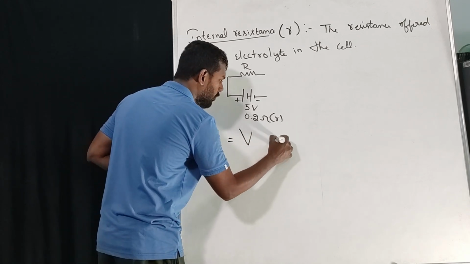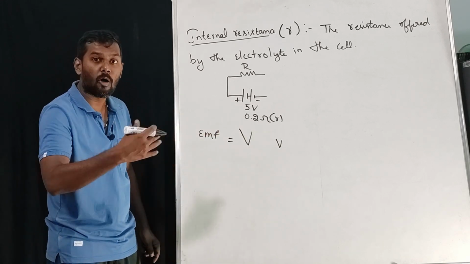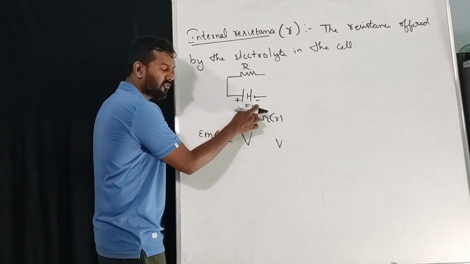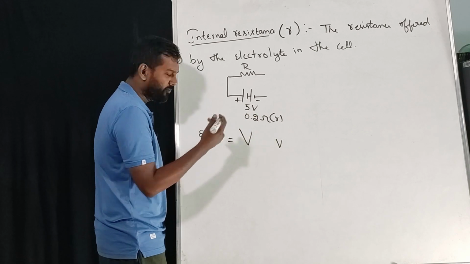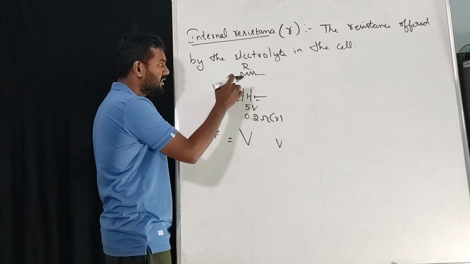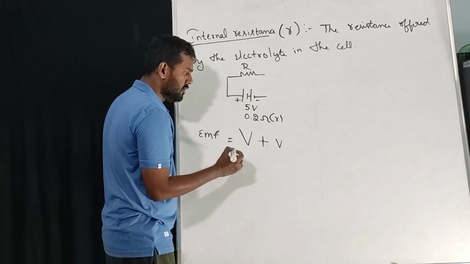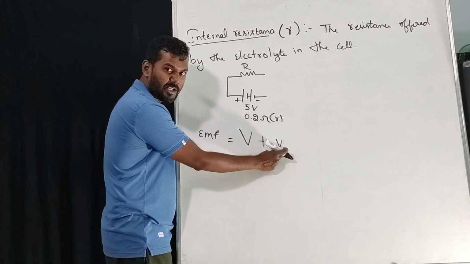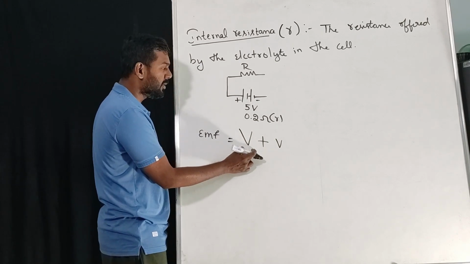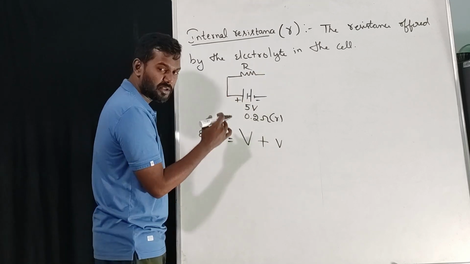EMF, terminal voltage, voltage drop, correct? So now we will understand the expressions, the formulas, and how to use them in the numericals. Listen, we know EMF is the voltage offered by this battery or a cell. Next, terminal voltage is nothing but the voltage left in the cell after losing some voltage. So if we add these two, the lost voltage is nothing but the voltage drop, and that will be represented as small v, and the voltage left in the circuit is nothing but the terminal voltage.